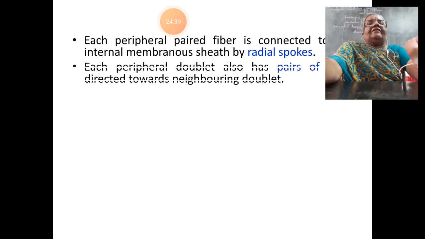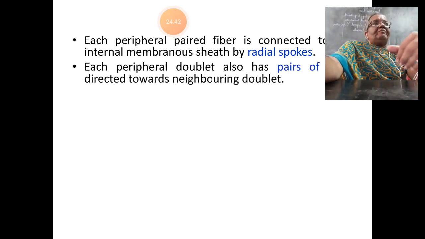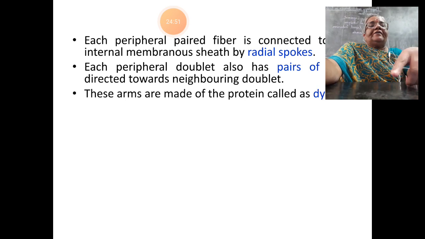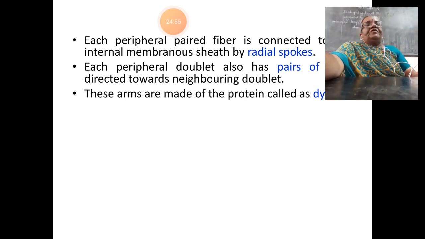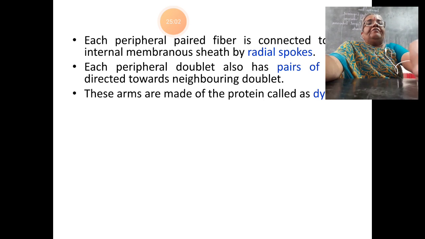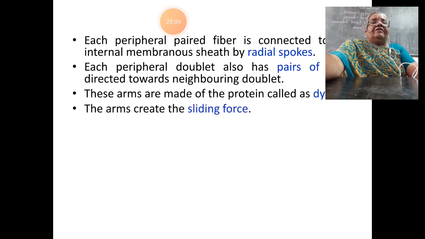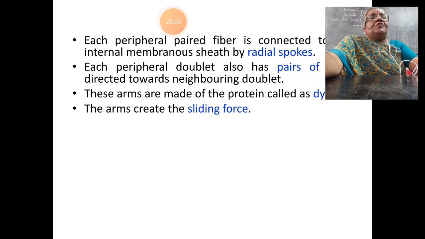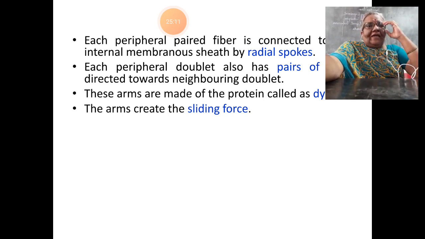Then each peripheral doublet has pairs of projections directed towards the neighboring doublet. These projections, or arms, are made up of the protein dynein. One more question, please remember. Then, these arms, what do they do? The arms create sliding force.